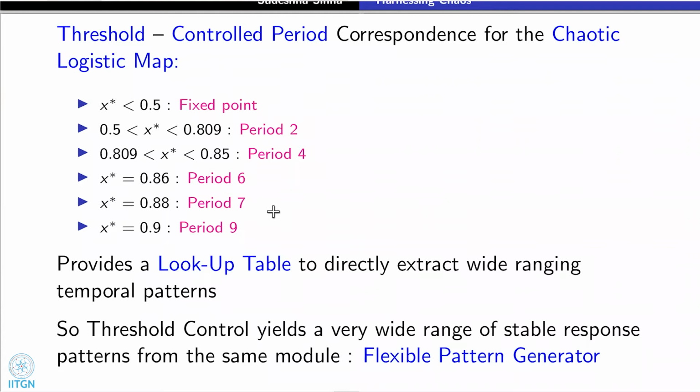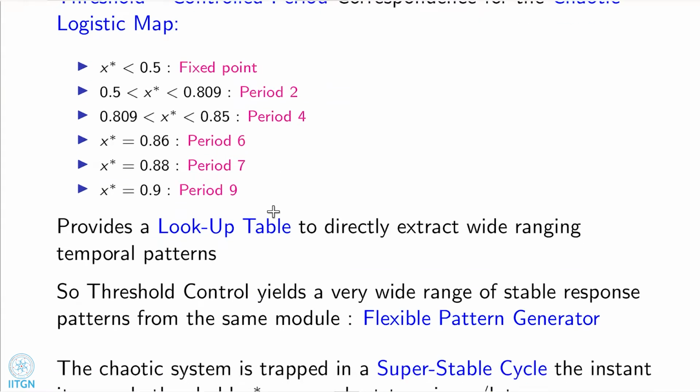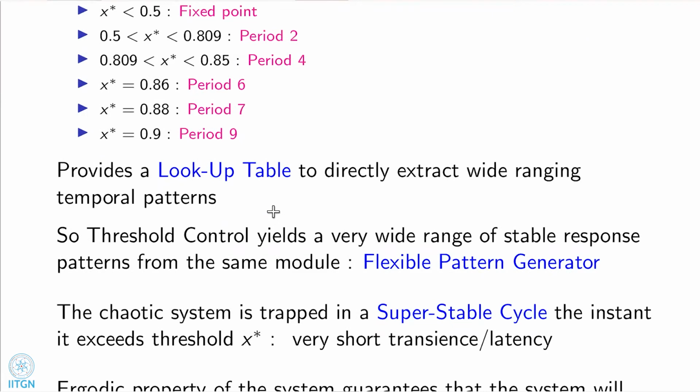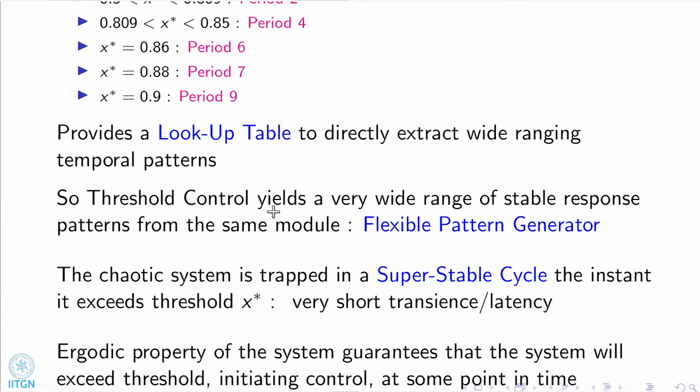It's quite powerful actually, because these are a very wide set of patterns which you can get out of that same unit. And technically you can show analytically that the system is actually trapped in what is called a super stable cycle. So from full chaos, you come to something where the Lyapunov exponent is minus infinity for a super stable cycle, but that can be shown exactly. And because of this extreme stability, it's also a very short transient. So once it comes to the cycle, it's stuck there forever, which is again very good for applied stuff.